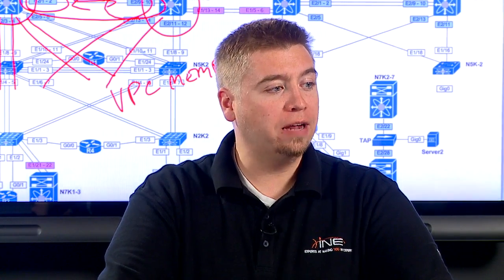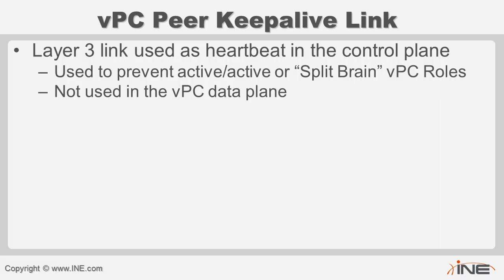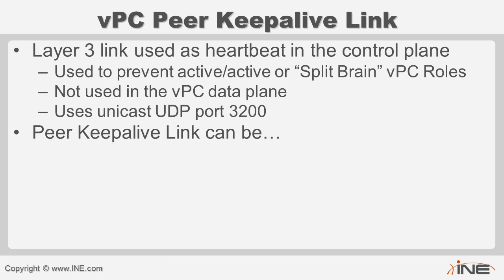Okay, now the peer keep alive link is not used in the data plane in any situation. The peer link we'll see could potentially be used in the data plane for VPC, but the peer keep alive link is not. It's mainly used just for these UDP packets. They're unicast packets at port 3200 that are basically just pinging back and forth to make sure that the devices are still there.